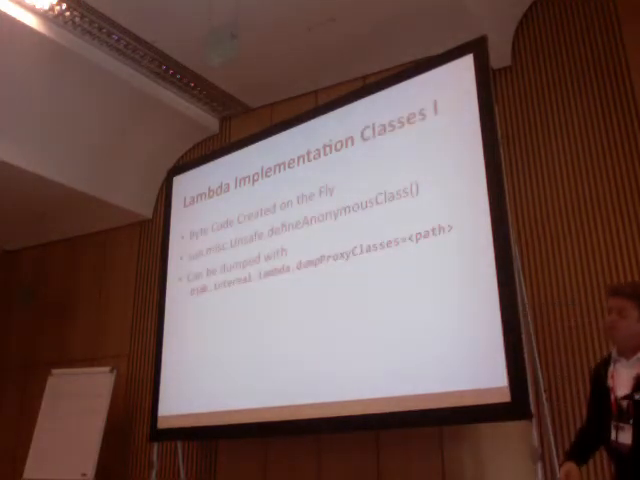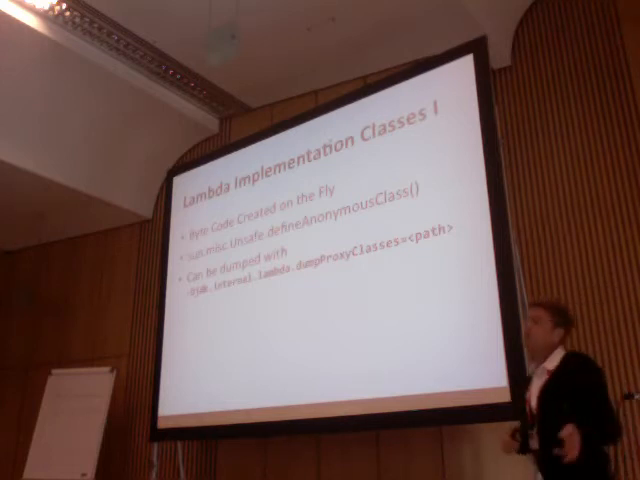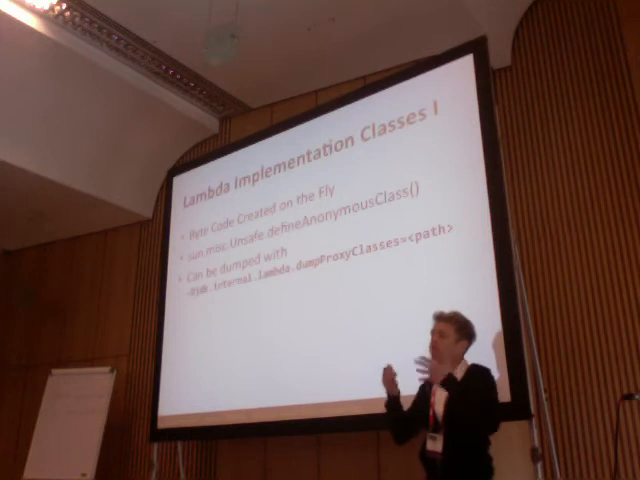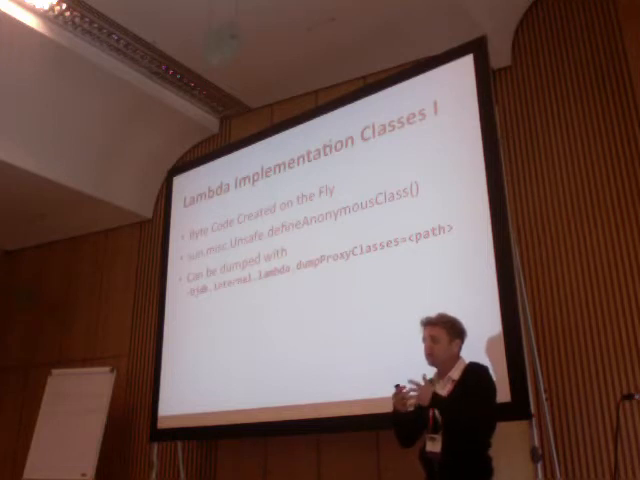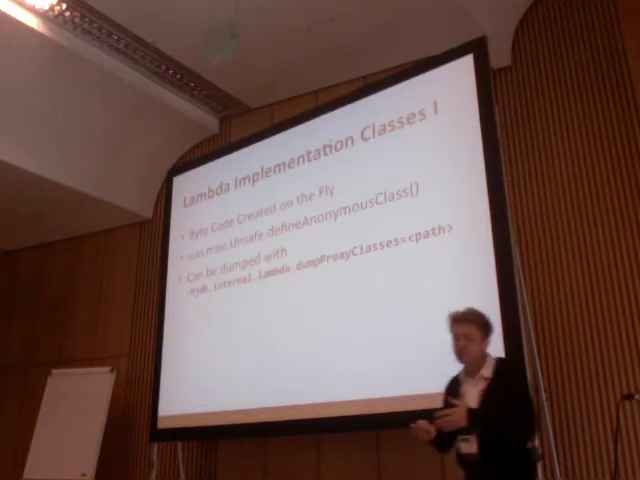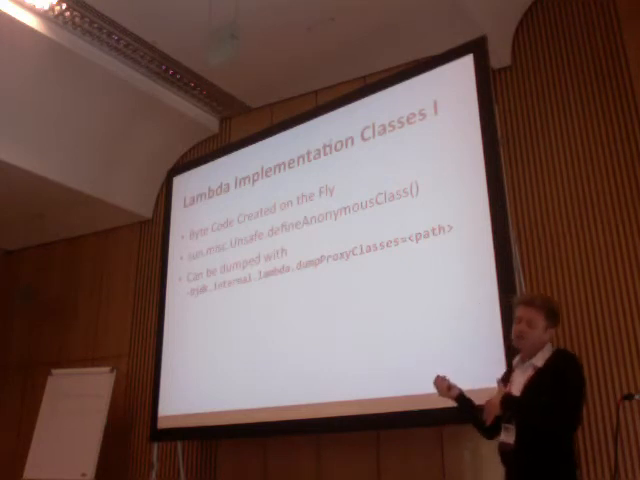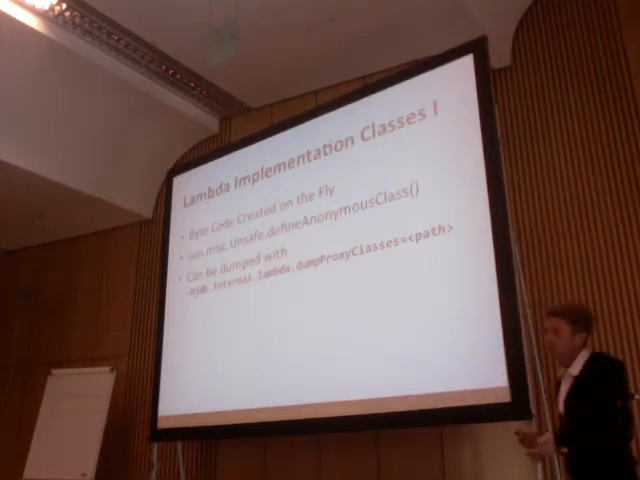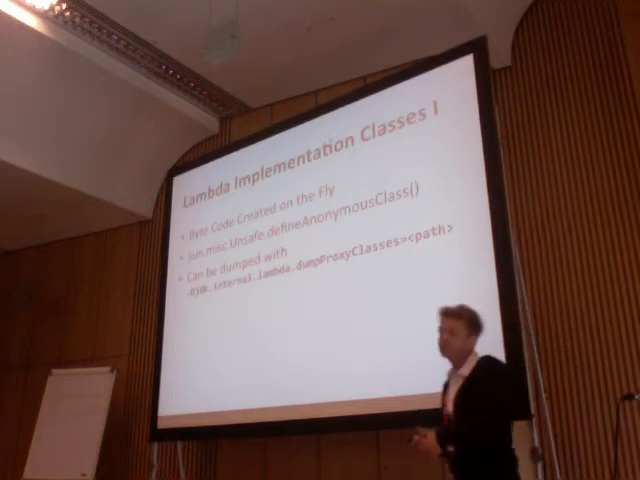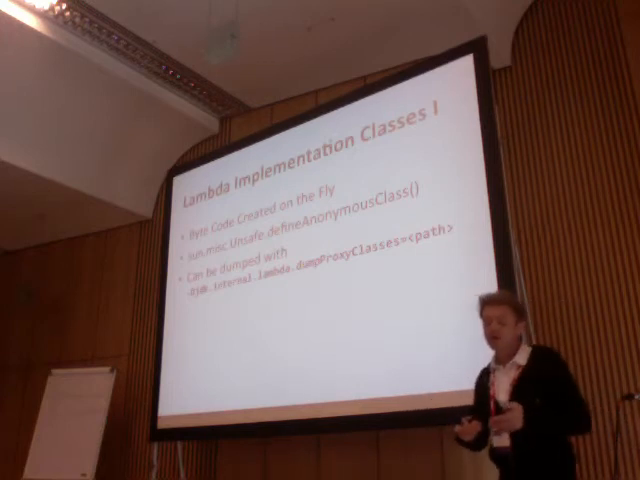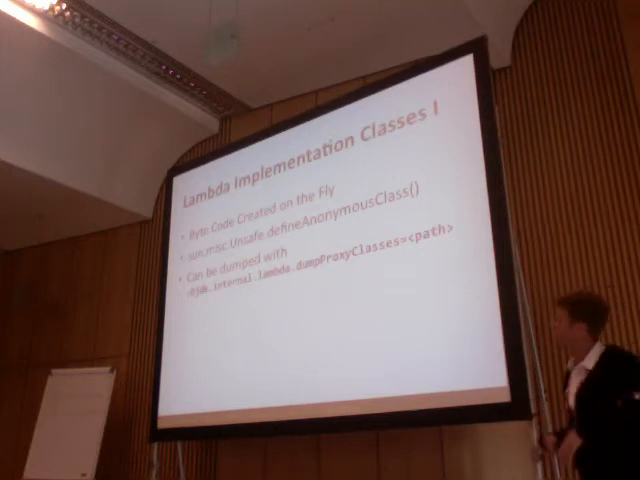It does it by on-the-fly creation. It's not created by the compiler. Unlike inner classes, you can't see them in your source code. There's no type. You cannot make a reference to an inner class. But this code for the Lambda is actually created on the fly within the runtime of the target virtual machine. The code then is defined to a so-called anonymous class.